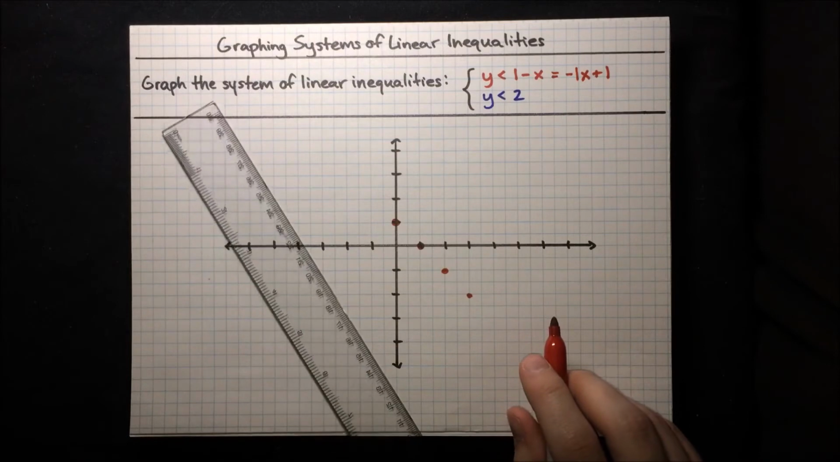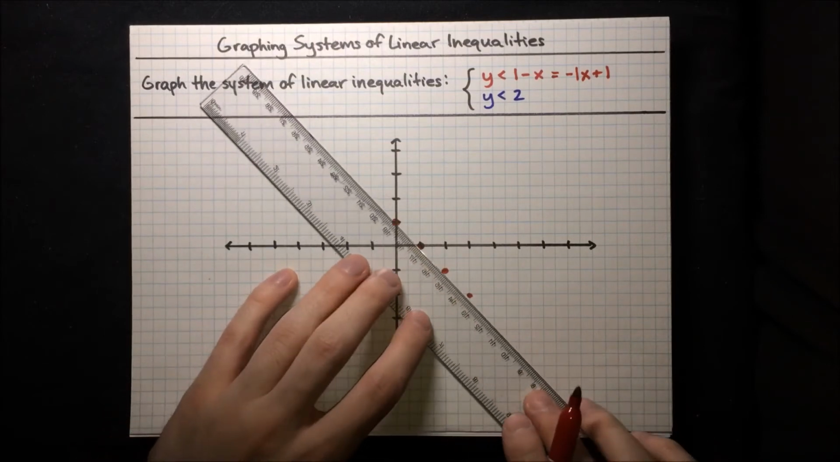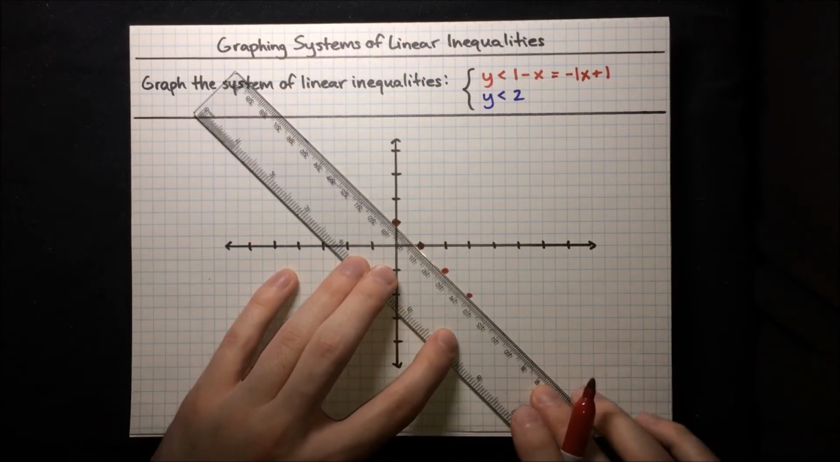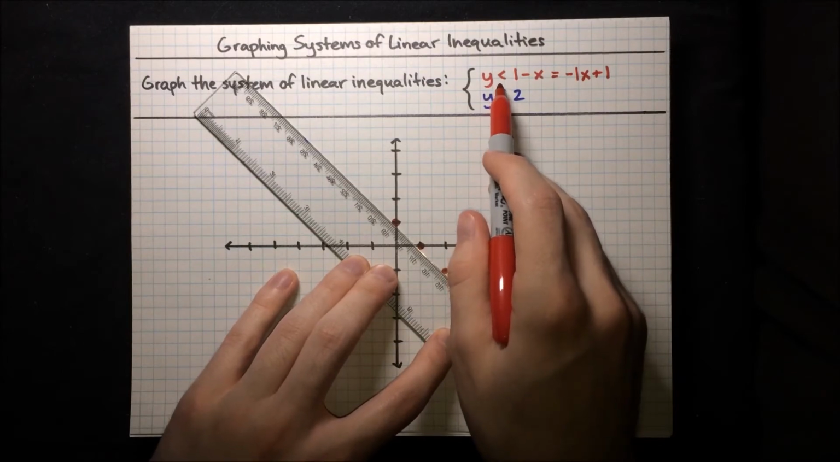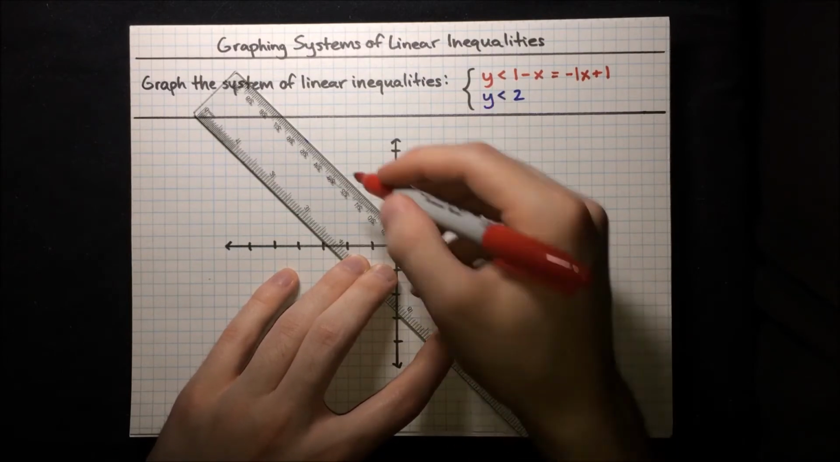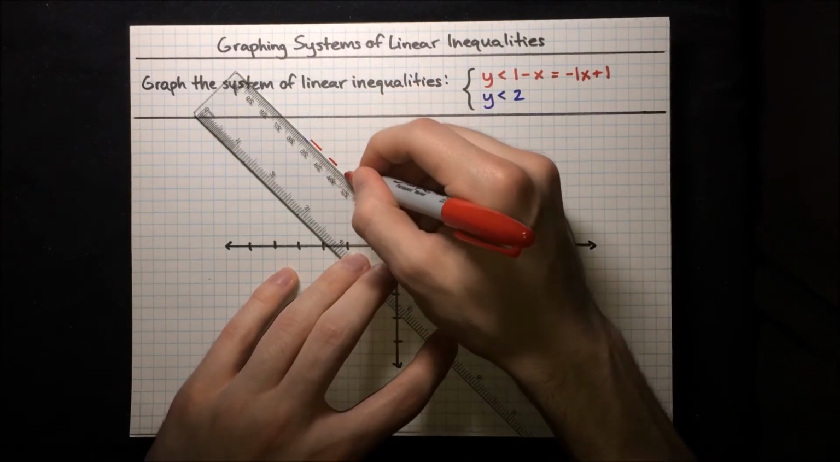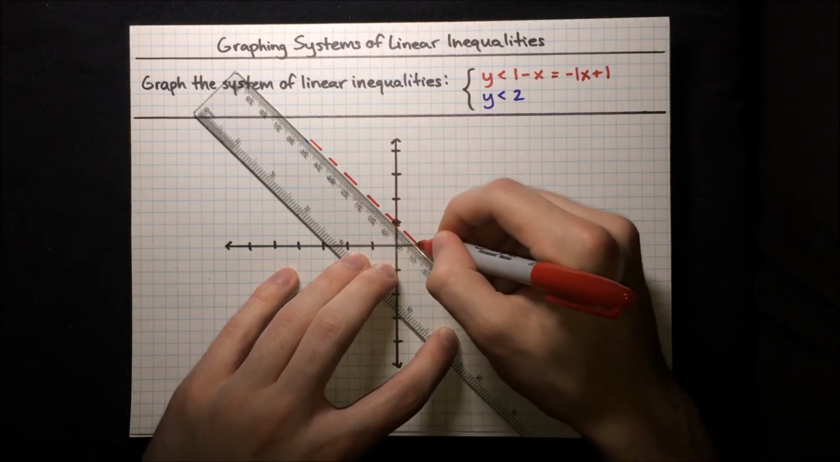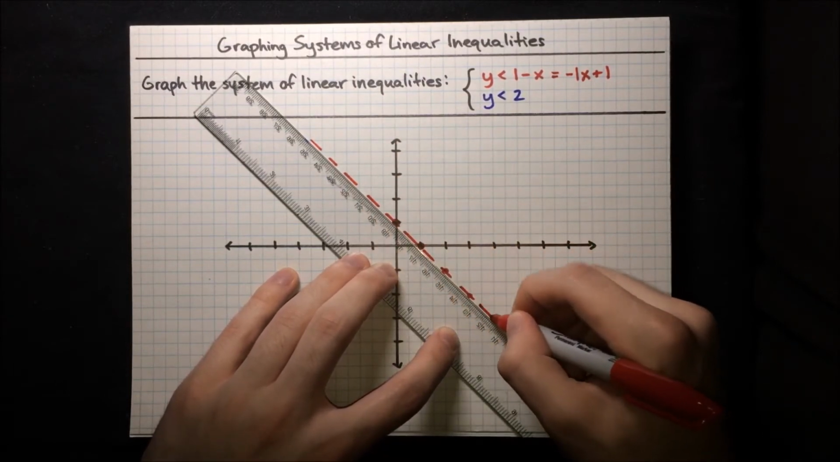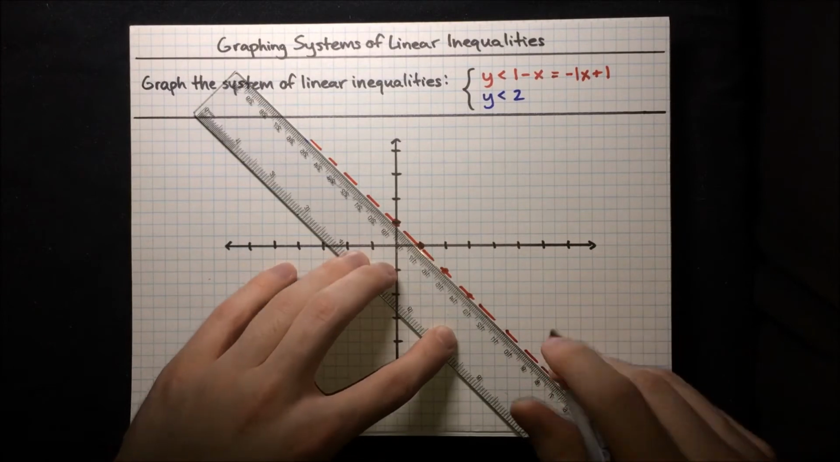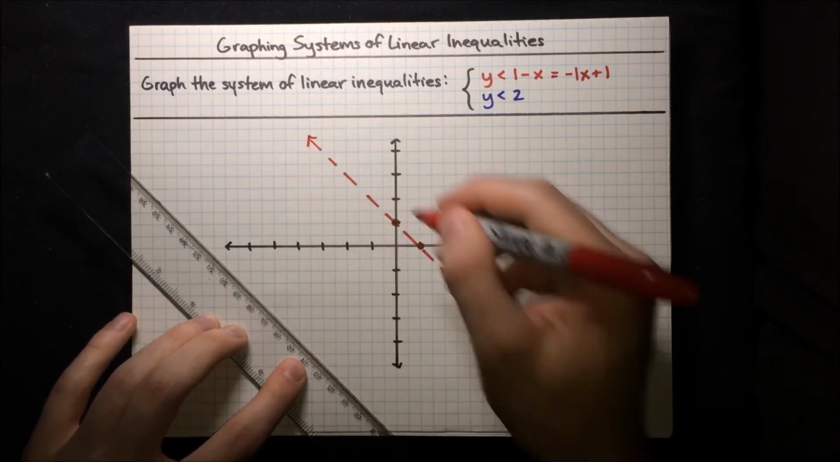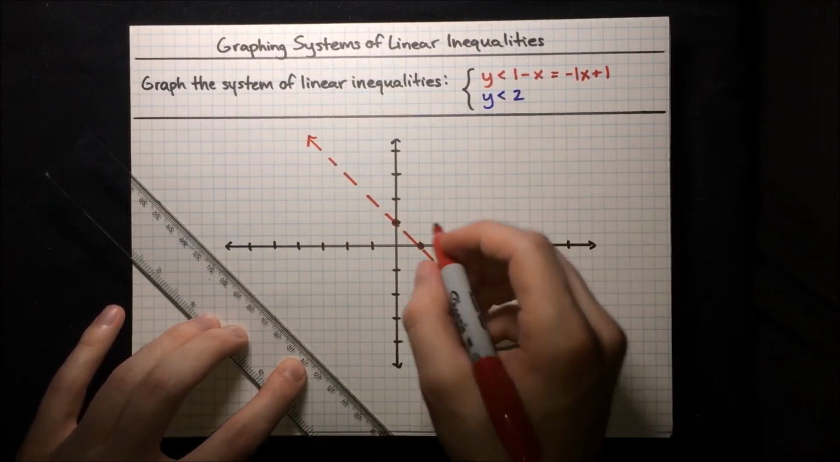So let's go ahead and connect up these dots. Because this is just less than, not equal to, we're going to have to use a dotted line here to indicate that equality is not allowed. So here's our dotted line, and let's label that with our inequality.